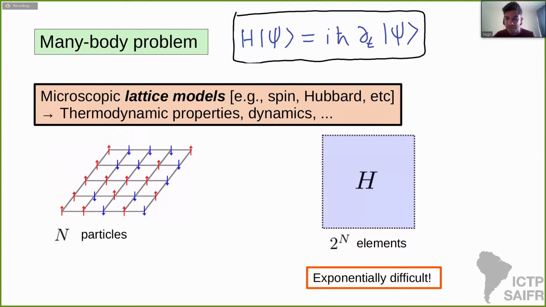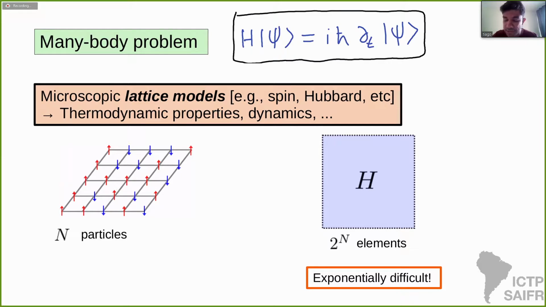One reason why this problem is very hard is that if you want to solve it numerically, let's say on a classical computer, then in order to build the Hamiltonian of the system, the number of elements we have to store is typically of the order of 2 to the power of N. It increases exponentially with the size of the system. In that sense, it's an exponentially difficult problem to solve. This is one aspect that I want to stress.